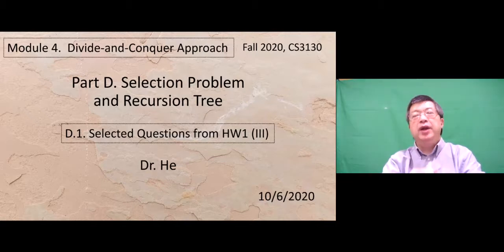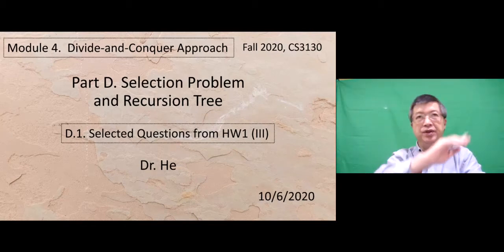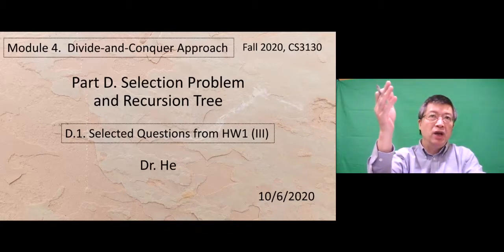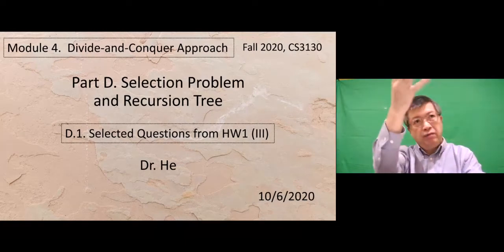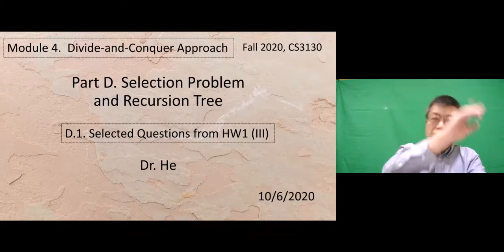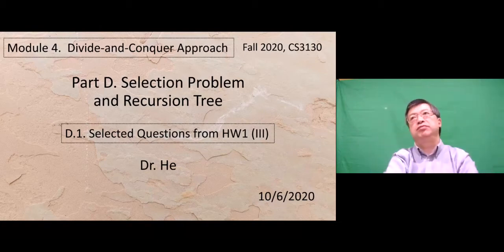I already explained 8 questions in Part C, the last 2 videos of Part C. But I feel it may not be enough because we have a total of 25 questions. I just covered 8 questions. Still, there are 17 questions. You may have a lot of questions. So I will use another 2 videos to explain a few more questions.